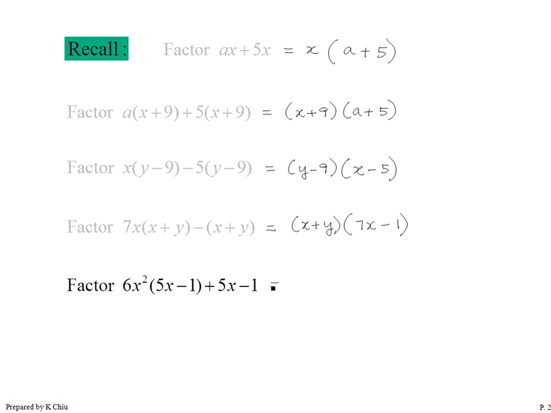But, how about if I group the last two terms together? I put a parenthesis around the last two terms. So, how many terms do we have now? We have 2 terms. And in these 2 terms, do we have anything in common? Yes, we have 5x minus 1. So it turns out it would be just like before. Once I factor out 5x minus 1, what would be the leftover? 6x squared and then plus 1.